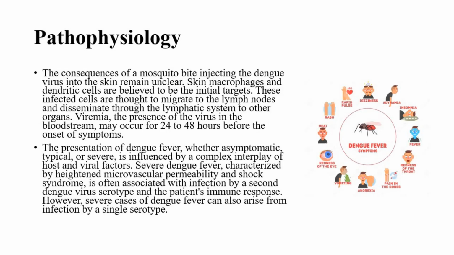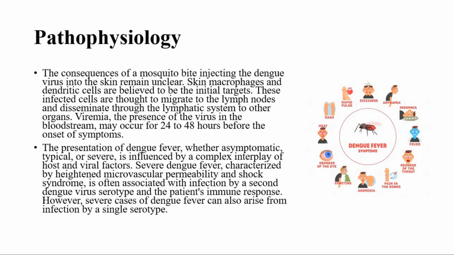The consequences of a mosquito bite injecting the dengue virus into the skin remain unclear. Skin macrophages and dendritic cells are believed to be the initial targets. These infected cells are thought to migrate to the lymph nodes and disseminate through the lymphatic system to other organs. Viremia, the presence of the virus in the bloodstream, may occur for 24 to 48 hours before the onset of symptoms.